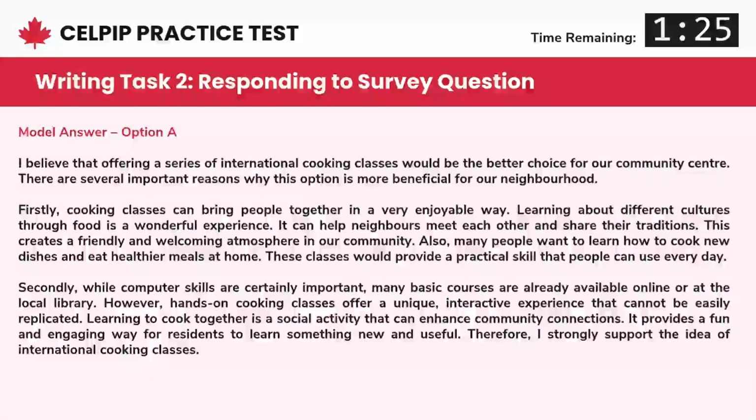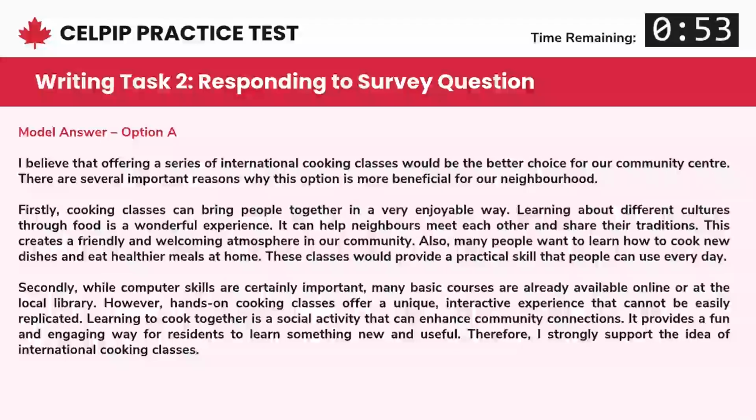This explanation will help you understand why the model answer choosing option A is a strong response. If you need more time to look over the full answer text, please feel free to pause the video now. The response clearly states its preference in the first sentence. "I believe that offering a series of international cooking classes would be the better choice." It then provides solid reasons to support this choice. For instance, it mentions that cooking classes can bring people together and provide a practical skill.